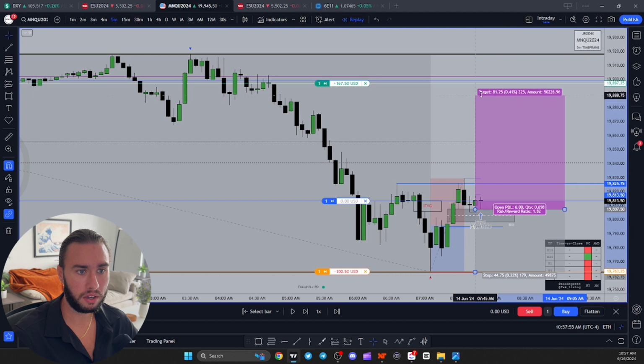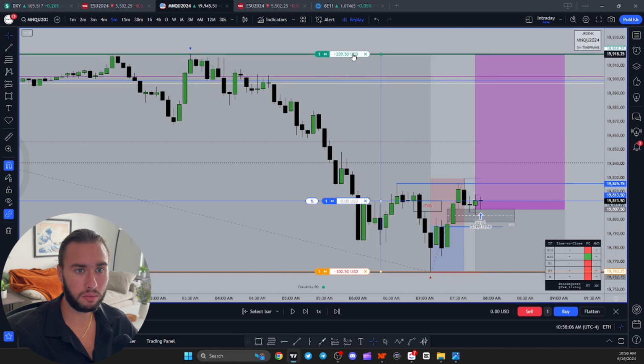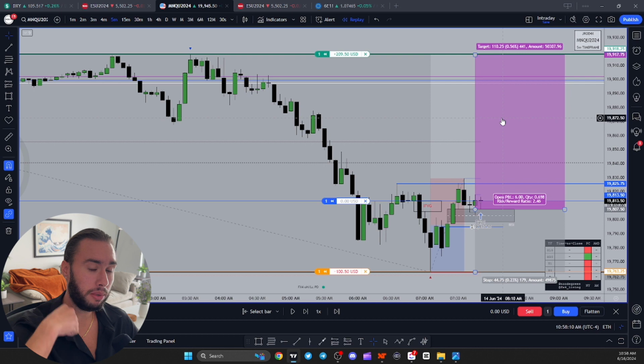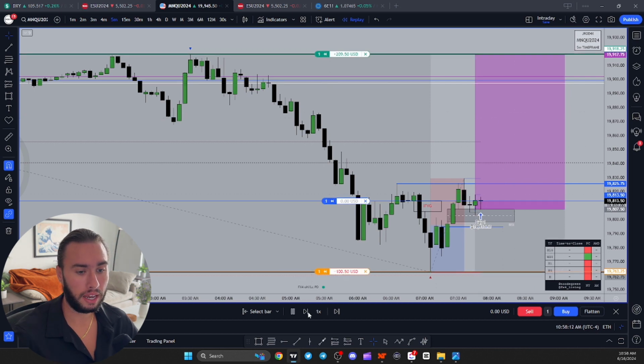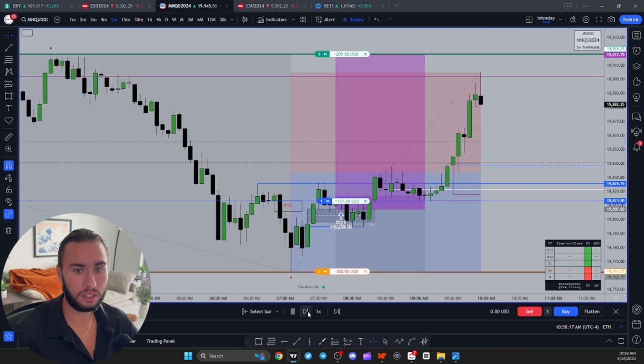We have this high back up here as well. And most importantly, we have relative equal highs at the top. So technically speaking, we could target a full run on buy side liquidity on the daily, which would be a 2.46R.